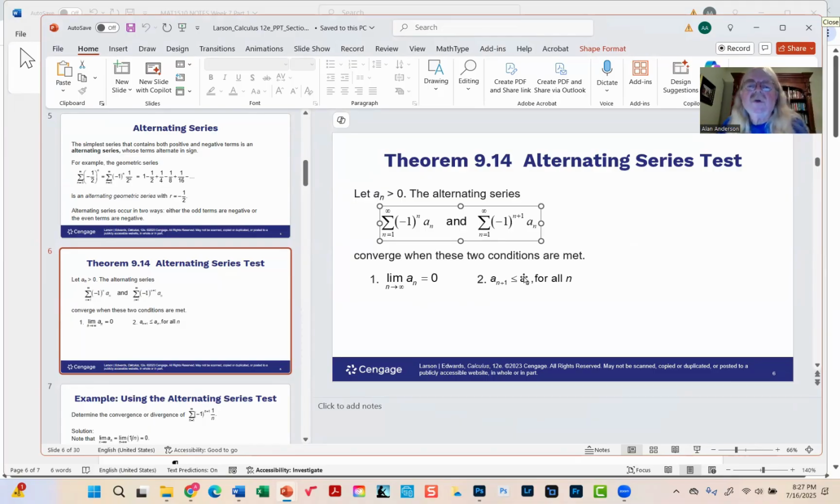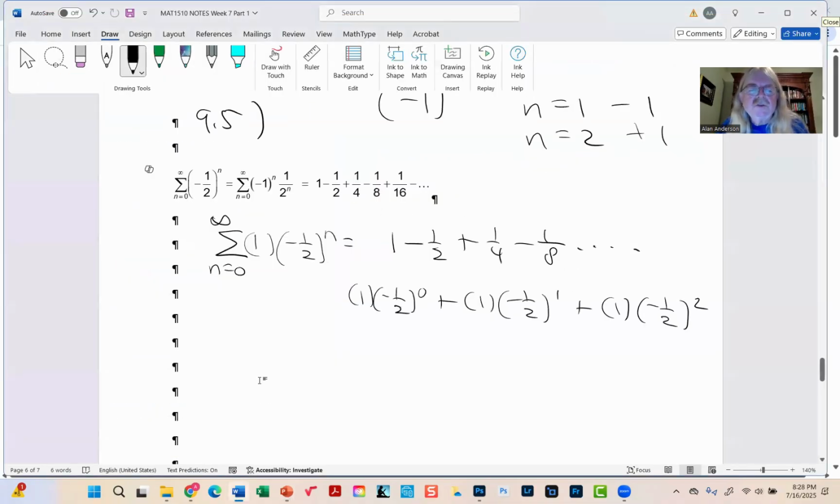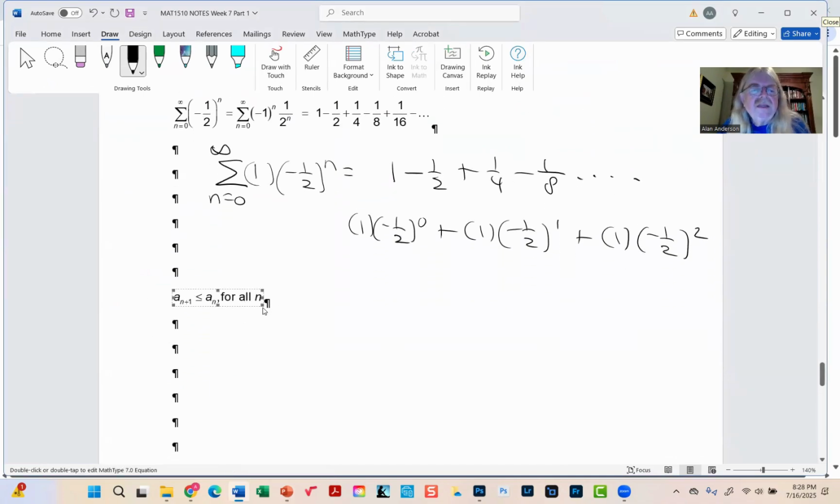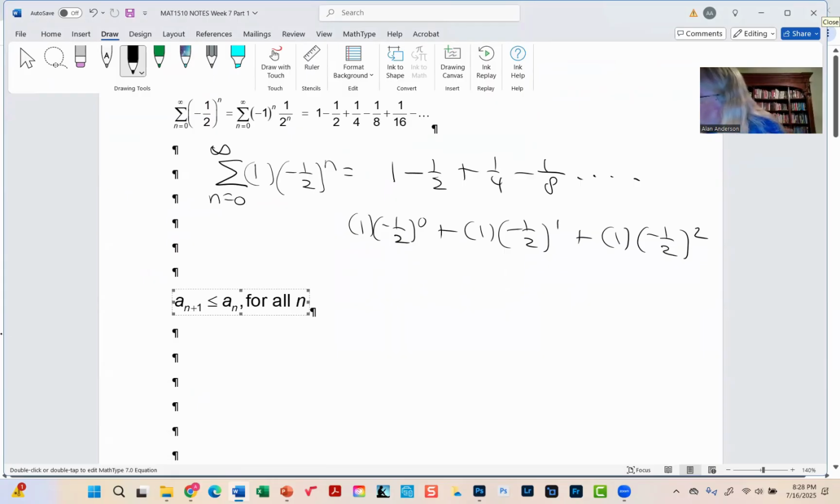But then we also require here that, now, what does this tell me? Let's try to reason this out for a minute. This is a shorthand way of saying that no matter what n is, let's say a2 is less than or equal to a1.